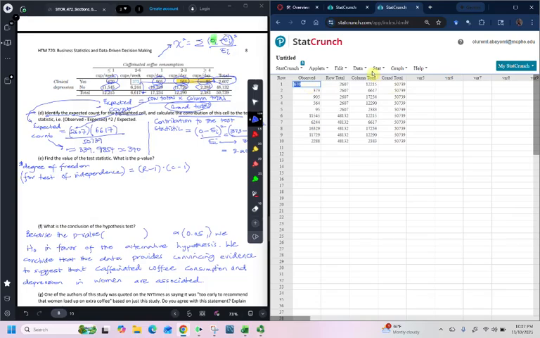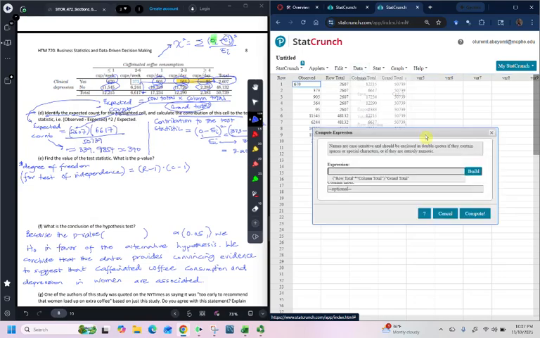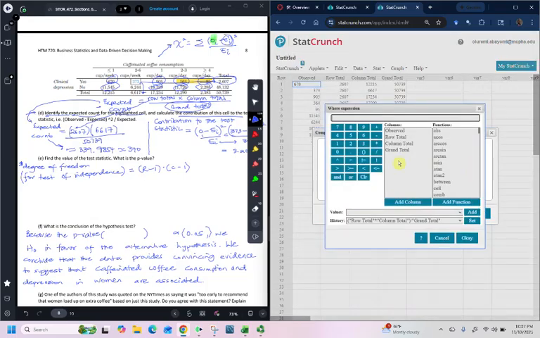To do that, I'll go to Data, and I'll go to Compute, and I'll go to Expression. So click on Expression, and in this case, click on Build. We want to build an expression here. I would like row total times column total. I'd like that to be in parentheses, just working with my PEMDAS. So I'm going to activate parentheses. Then I'll go back in here. What do I want? I want the row total. So row total first. I'm going to double click on that.